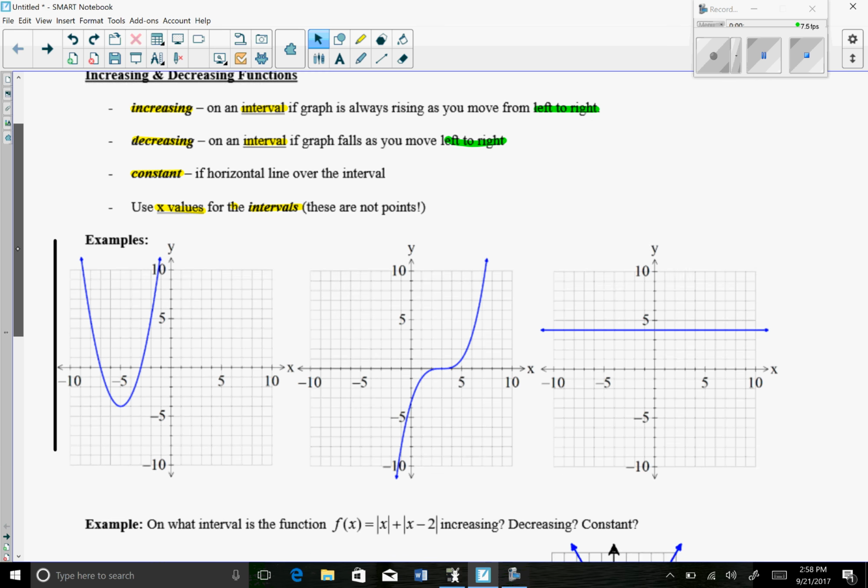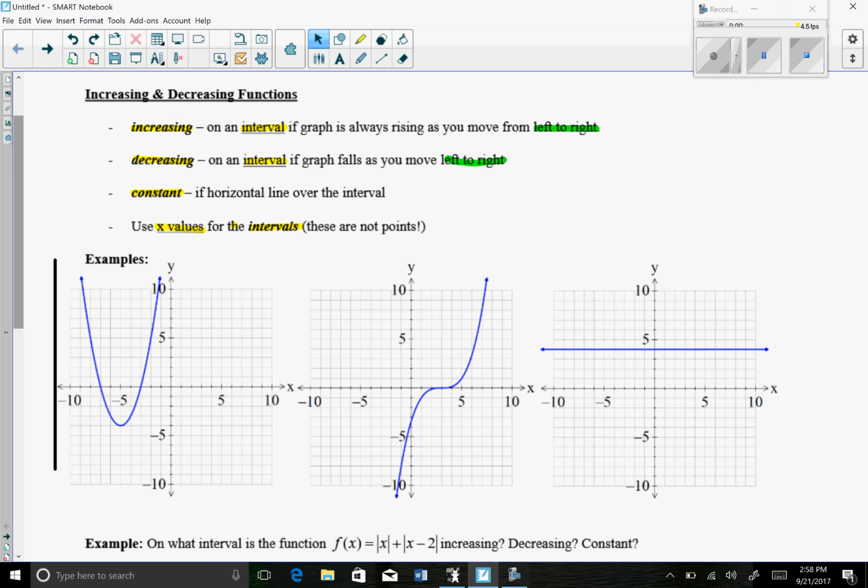So the first part we're going to look at is increasing and decreasing functions. A function is increasing on an interval if the graph is always rising as you move from left to right. It's decreasing on an interval if the graph falls as you move from left to right, and constant if you have a horizontal line over that interval. Notice we're talking about intervals and not x and y coordinate ordered pairs, so we're going to use the x values to denote these intervals that we have.